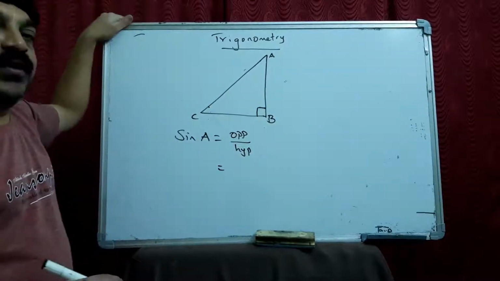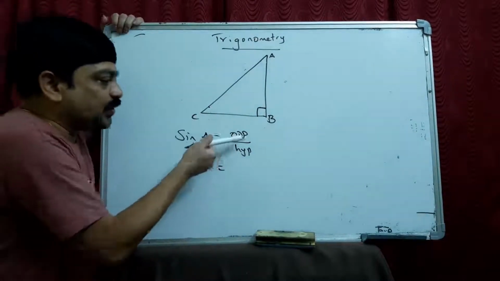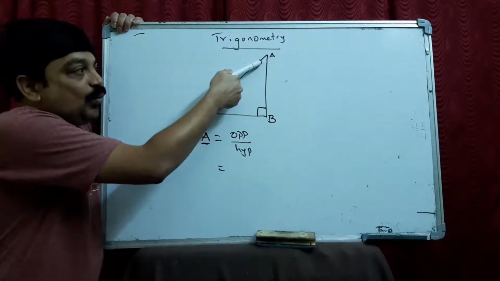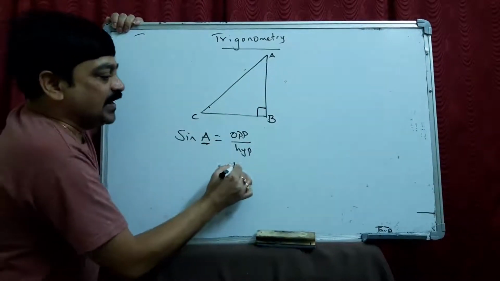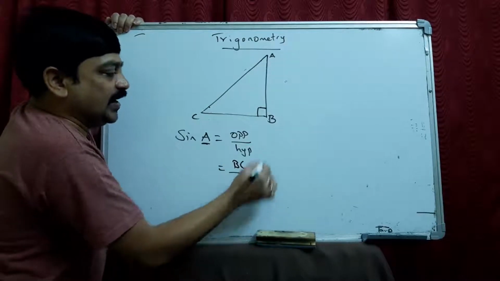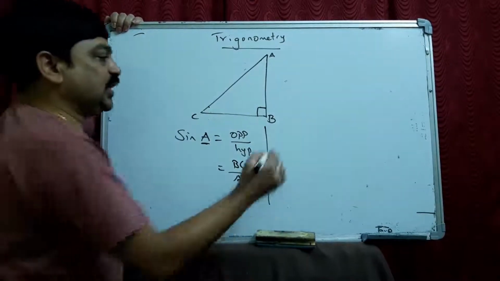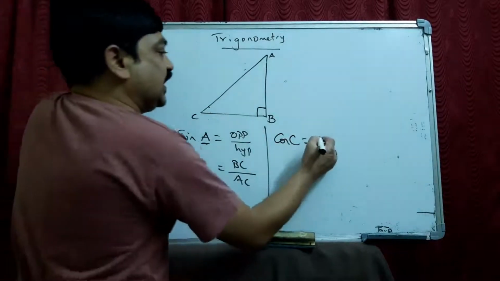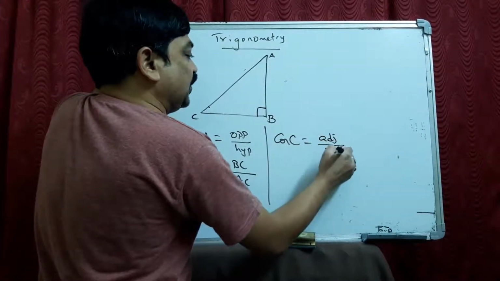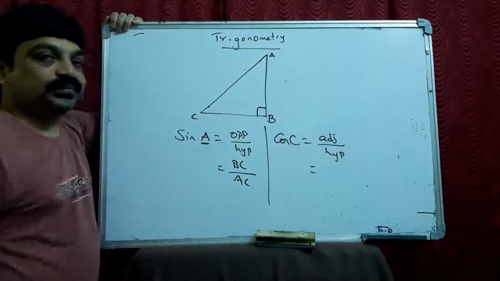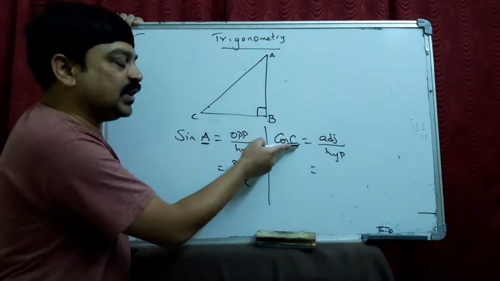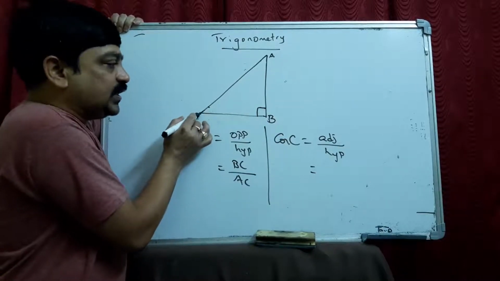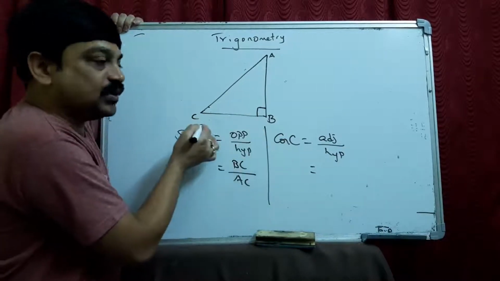Okay. Opposite side means opposite to whom? Opposite to the angle they take. So what is the angle they have taken here? A. What is the opposite side to A? BC by AC. Suppose they ask us cos C, which means adjacent by hypotenuse. Adjacent to whom? Adjacent to the angle that they take. What angle did they take? C, this angle. So what is adjacent to C? BC. Adjacent to C is BC.